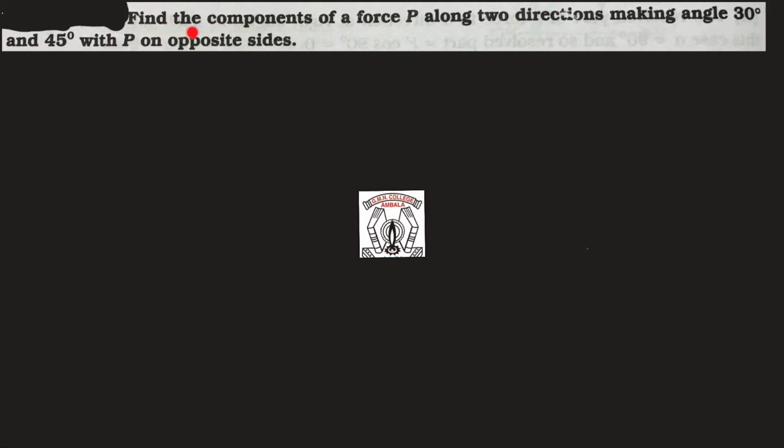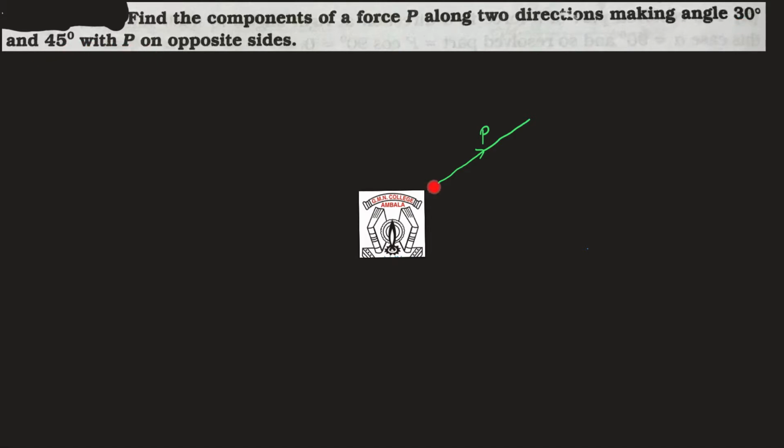The problem is: find the components of a force P along two directions making an angle of 30 degrees and 45 degrees with P on opposite sides. So, let me first draw the figure. We have to find the component of a force. So, let us say this is the given force. Now, read out the statement again: along two directions making an angle 30 degrees and 45 degrees with P on opposite sides.